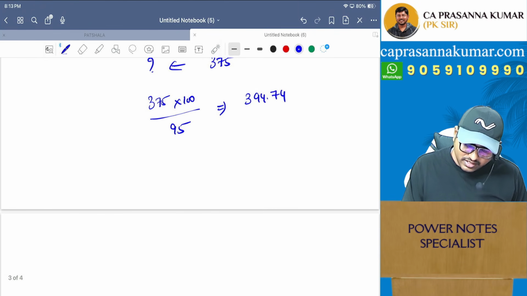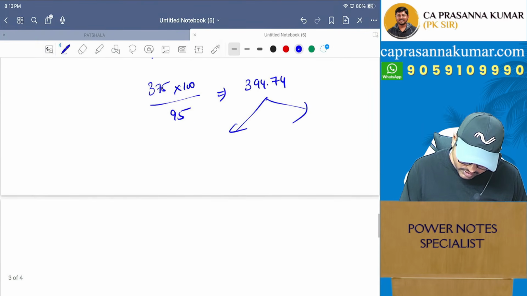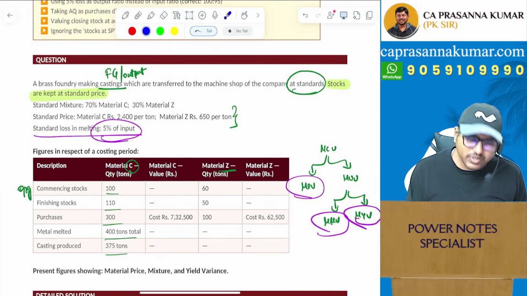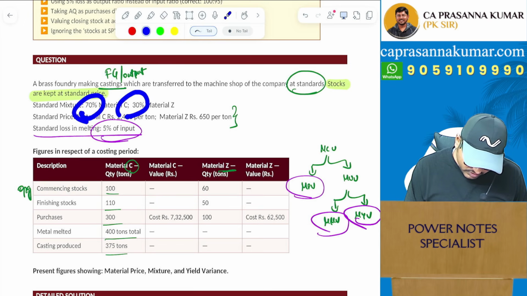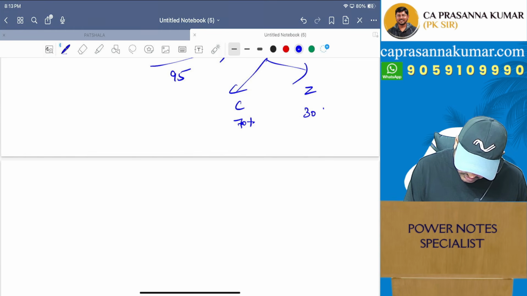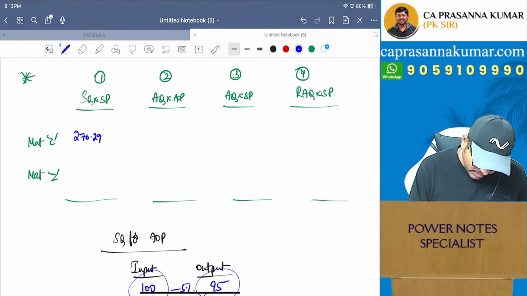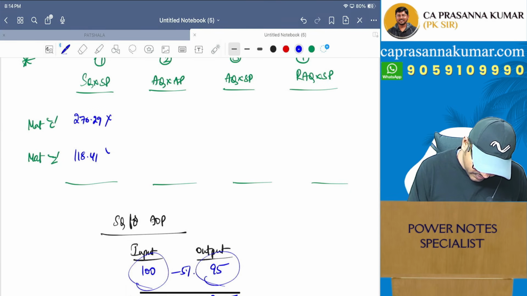And this is for material C as well as Z. But I need to distribute them between C as well as Z, and that has to be in standard mix. What is your standard mix? Because we are talking about standard quantity, therefore standard mix, which is 70%, 30%. How much do you get as standard quantity? 276.29, 118.41. So 276.29. Other one is 118.41.